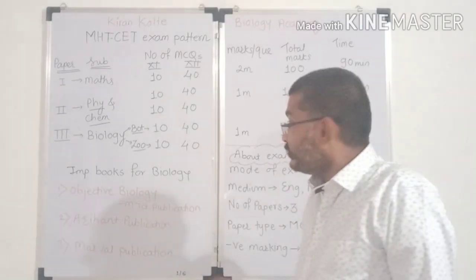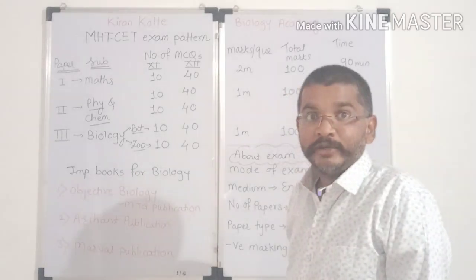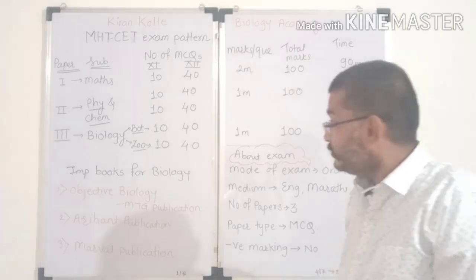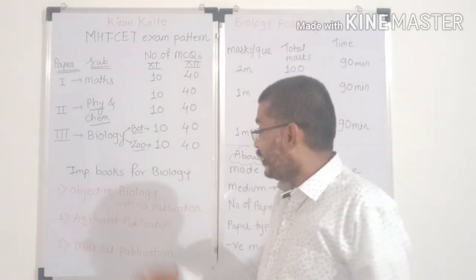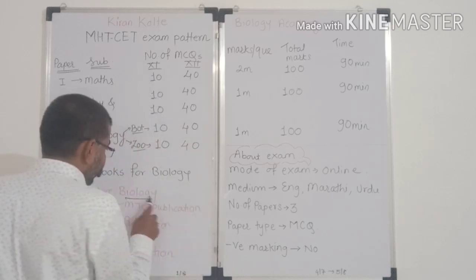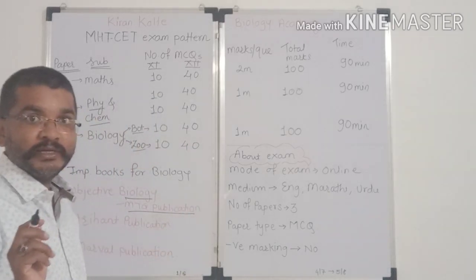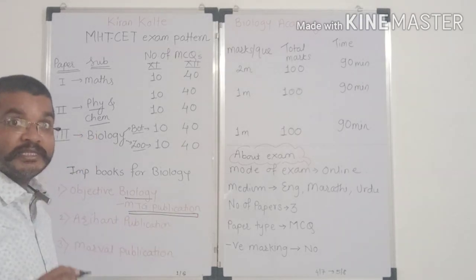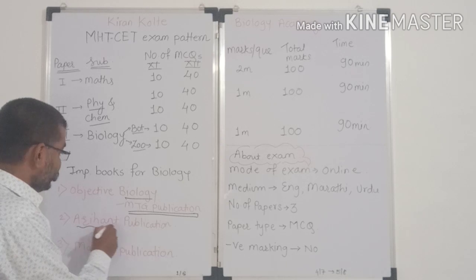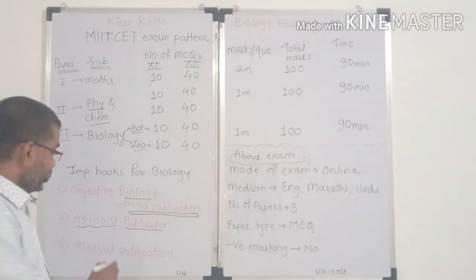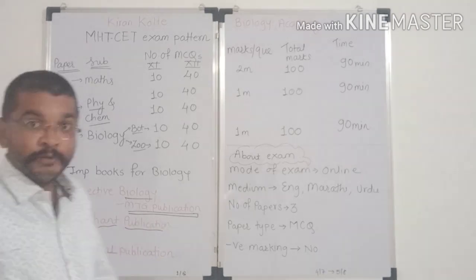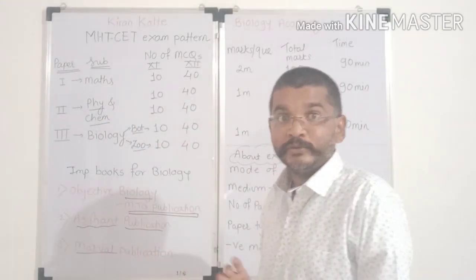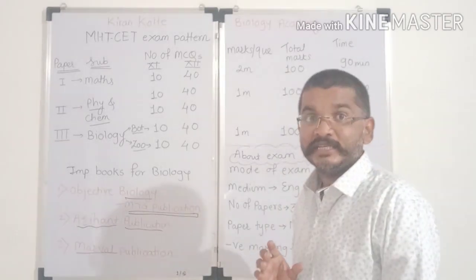So in the first video, today, important books of biology for your CET exam. So here are 3 books. I am telling you about 3 books here. The first book is Objective Biology of MTG publication. This is one good book that you have to use to score good marks in the CET exam. The second book is of Arihant publication. It is also good. And the third one is Marvel publication. Take any two of the three, otherwise at least one. It is an important book to score good marks in the MHT CET exam.